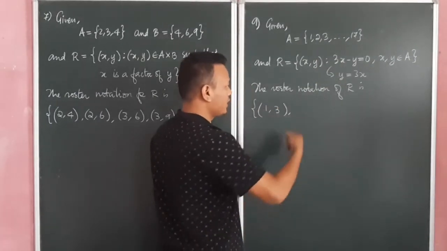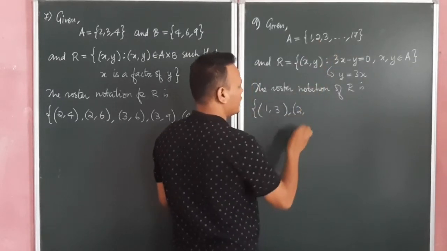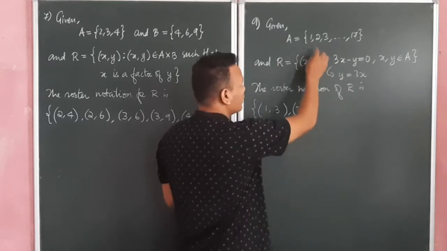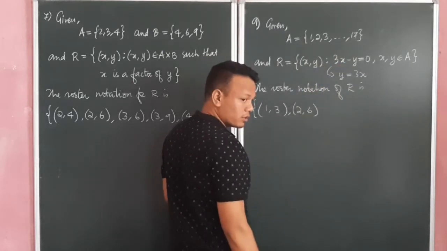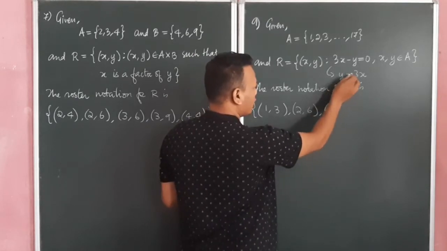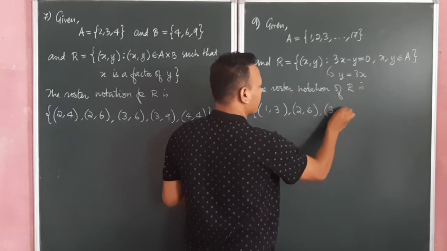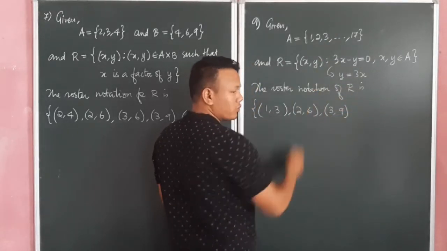Alright, now let us take another value for x. Another value for x will be 2. Alright, now 2 into 3 is 6. Now is 6 present in this set? Yes, so 6 also comes here. Next is the value of x becomes 3. So we have 3 into 3 is 9. 9 is also present here. So that's why this will also come in this relation.